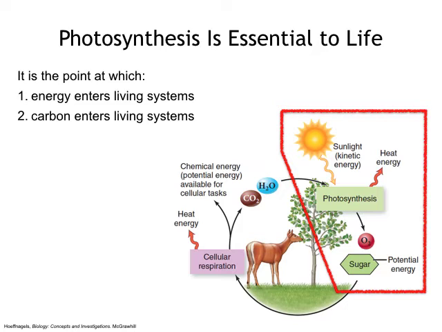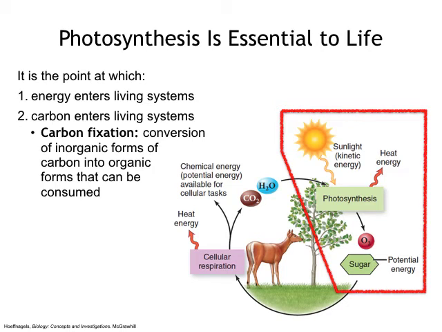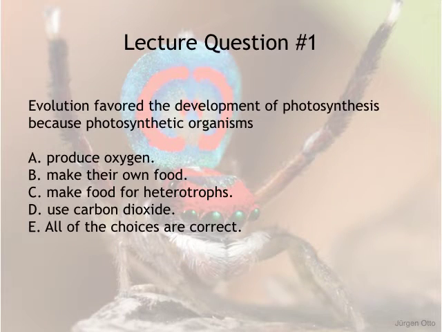Because here's the big deal. Plants can take an inorganic form of carbon and turn it into an organic form that can be consumed by other living things. So plants are the only living thing that can take an inorganic form of carbon, carbon dioxide, and turn it into organic carbon in the form of glucose. We cannot use carbon dioxide as a source of carbon for building things. Plants can. So plants are the point at which carbon enters living systems.